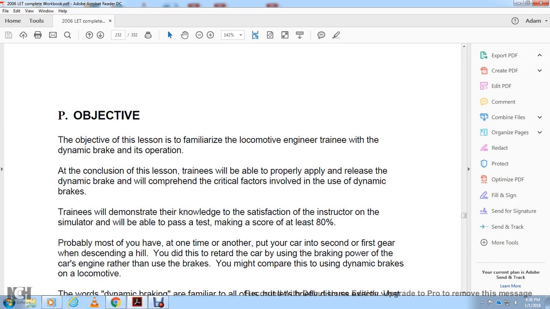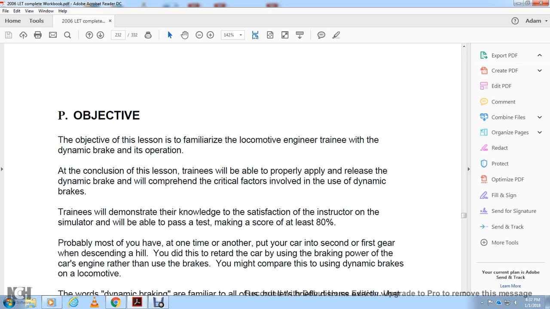Objective. The objective of this lesson is to familiarize yourself with the locomotive engineer training on dynamic braking and its operational considerations. After the lesson, trainees will be able to properly apply and release the dynamic brake and comprehend the critical factors involved with the use of the dynamic brake. Trainees will demonstrate their knowledge and satisfaction to the instructor on the simulator and be able to pass the test with a score of at least 80%.